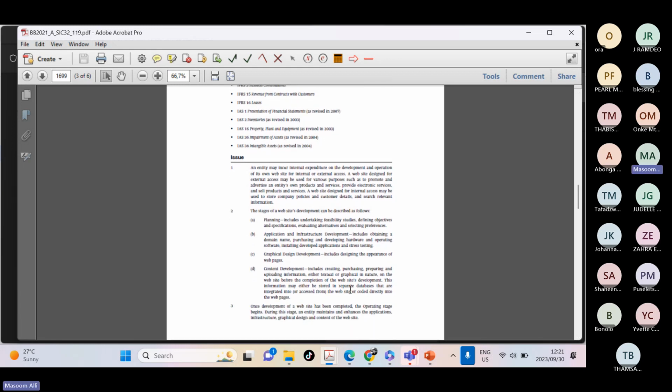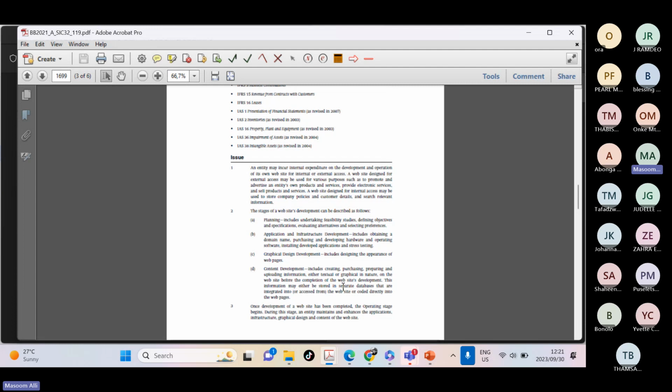Content developments. These are the costs. Again, these are the only costs that they will test you on. They'll only give you costs like this, right? You must then again ask the question, is the website just for promotional activities or can I place orders? If it's only for promotional activities or advertising, then all of these costs are going to be straightforward expensed. If you can order on the website and it is to generate revenue, then you will capitalize them.